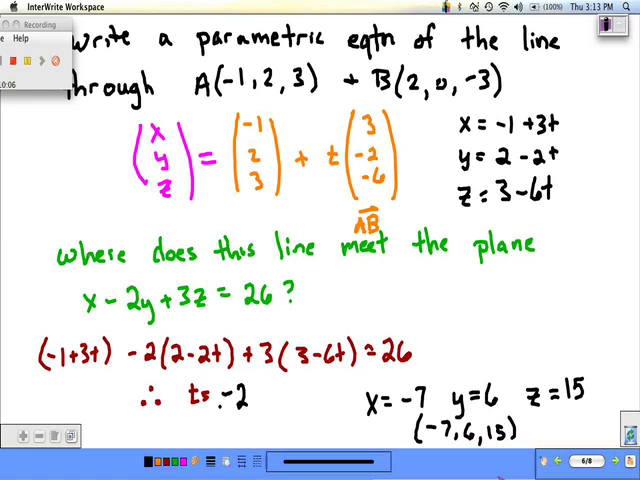We're able to use the parameter t equals -2 to find where x, y, and z match up on this plane.